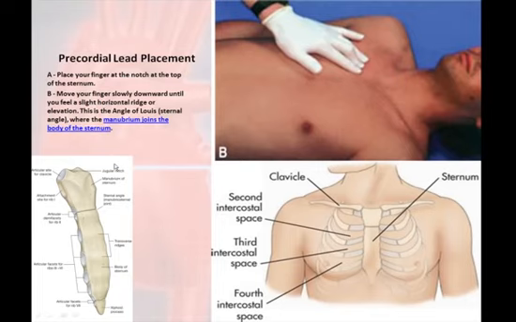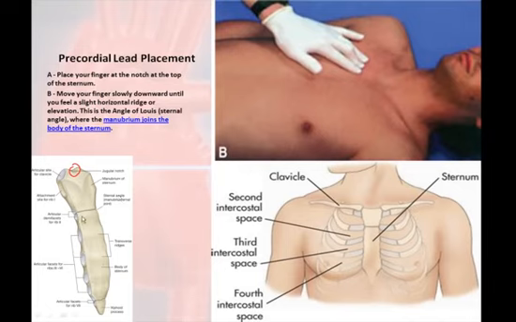The next step is you move your fingers down until you feel the horizontal ridge right there, the angle of Louis. This is where the manubrium joins the body of the sternum. So you're going to start up here. Then you're going to move your finger slowly down until you feel a slight horizontal ridge or elevation.